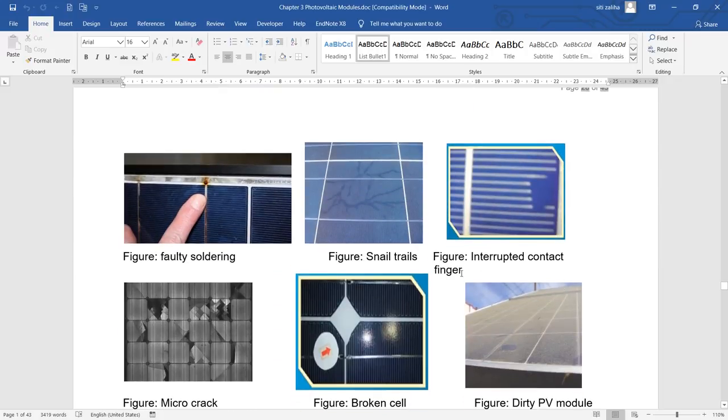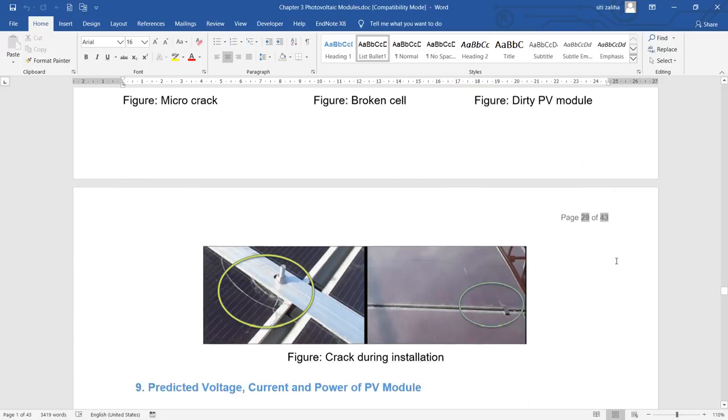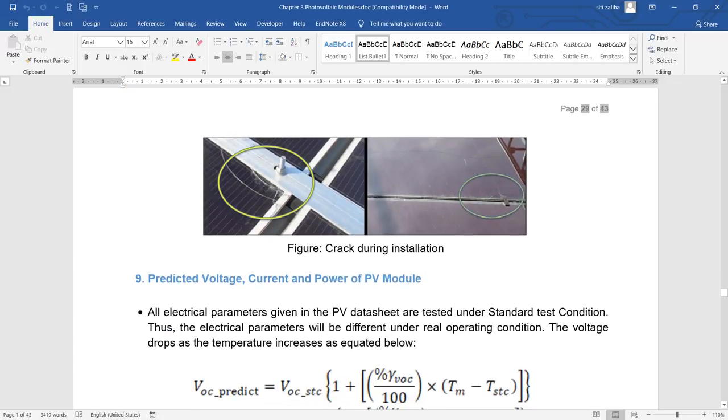Another example is due to manufacturing defects, which are interrupted contact fingers of the solar cells, broken cells, and a dirty PV module. An example here is a crack during installation.